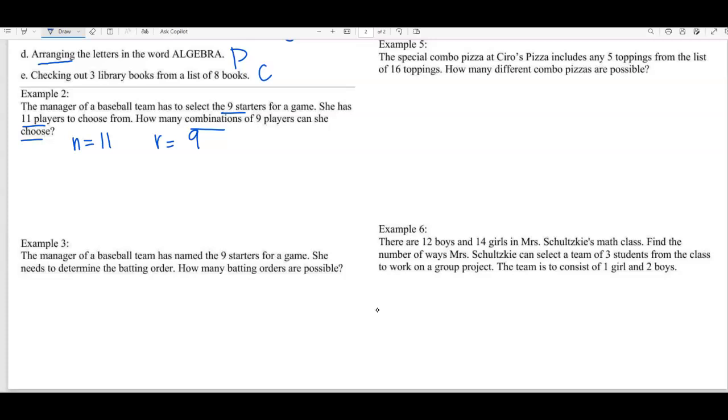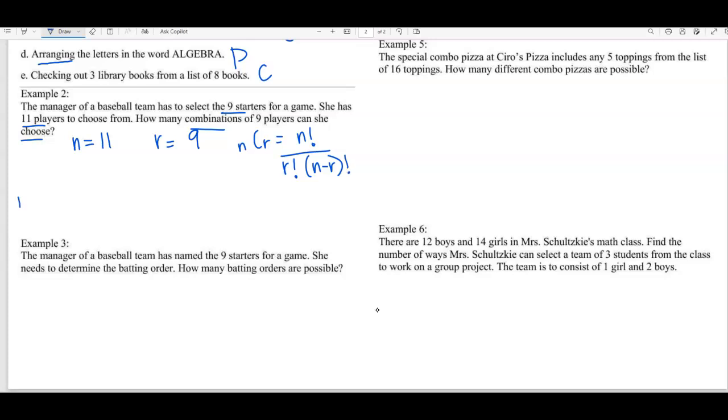And so let's write our formula. Remember, n combination r equals n factorial over r factorial times n minus r factorial.